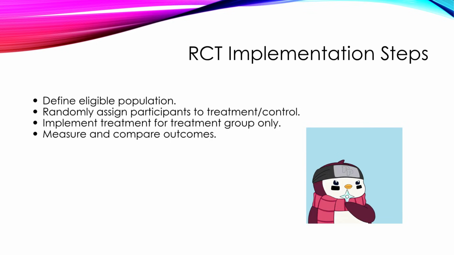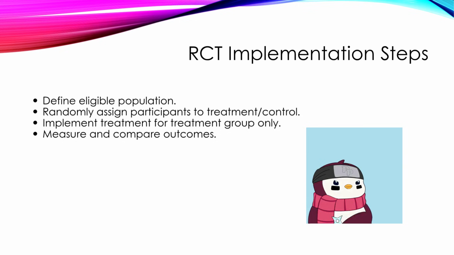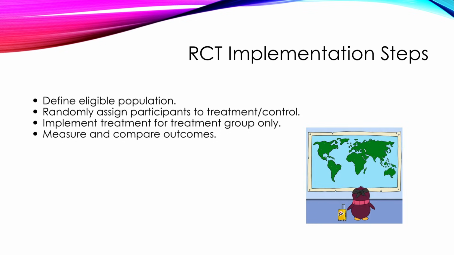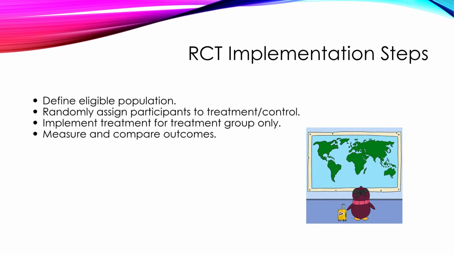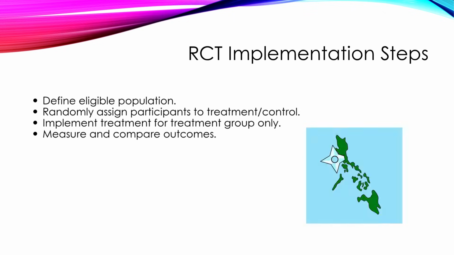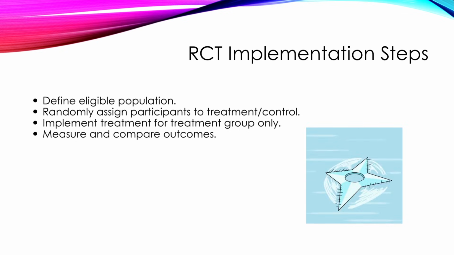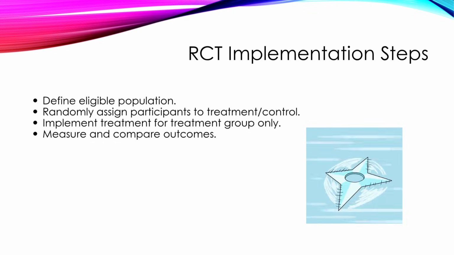Now, in terms of these steps in random assignment, first you define those eligible for a program. Second, you randomly assign who's in the treatment group and who's in the control group among the eligible participants. Third, you implement the intervention only for the treatment group individuals. And then finally, you compare or survey outcomes for those in the treatment group who got the program and comparison groups who got no program.